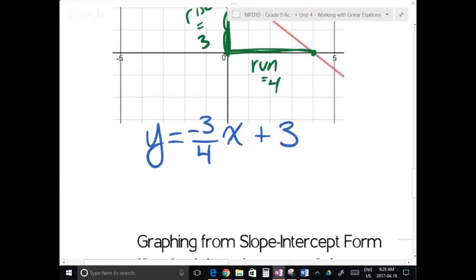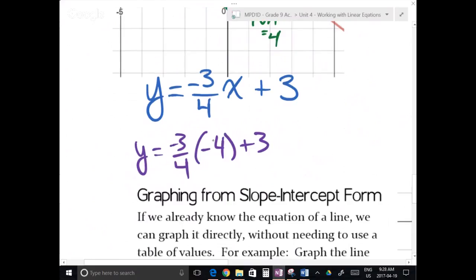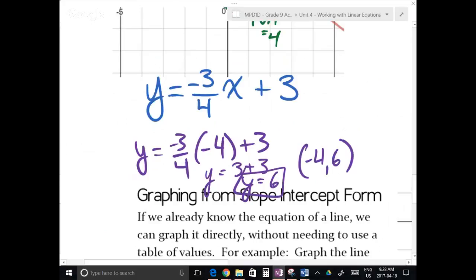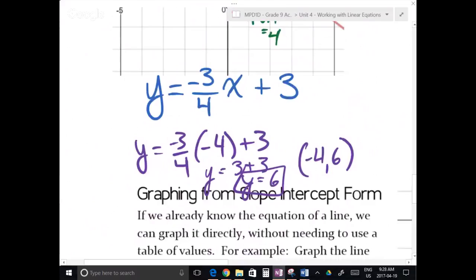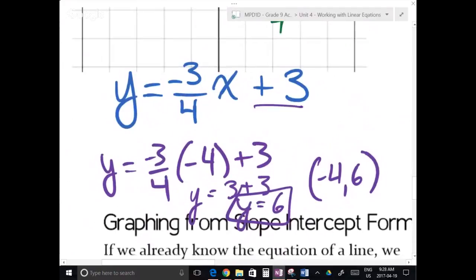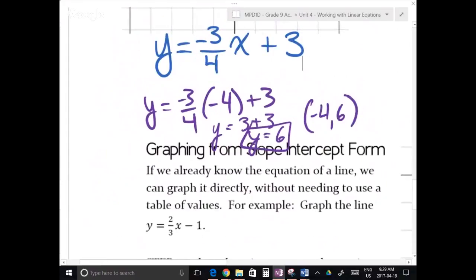All right? You don't have to do this, but let me just show you that. Y equals negative 3 over 4 times negative 4 plus 3. Well, negative 3/4 times negative 4 is positive 3, so that's 3 plus 3. 3 plus 3 is 6. And so the point I would get here would be negative 4 comma 6. Does that fall on our line? Negative 1, 2, 3, 4, up to 6. There it is. Wait, shouldn't it be -3? It's going down. No, this is the y-intercept. It's the y-intercept. Again, you don't have to write that. Just, I wanted to answer his question.